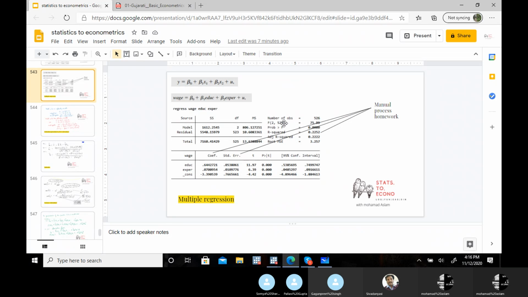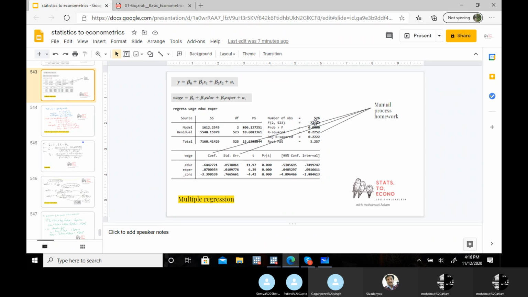Here the numerator degree of freedom is 2, denominator 523. Let's suppose if you want to see the table values, then you can by this particular method. 2 degrees of freedom in the numerator, 523 in the denominator. And the F ratio is this mean sum of square of the numerator divided by the denominator, that is 75.